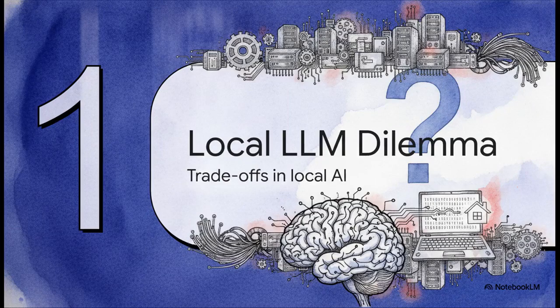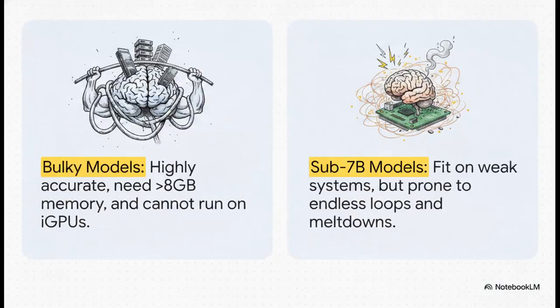All right, let's get into section 1, the local LLM dilemma. Historically, we've had to make some pretty extreme trade-offs in this space, right? On one hand, you've got these bulky models, like the massive 35 billion parameter mixture of experts models. And yeah, they are incredibly accurate, but they demand serious hardware. We're talking way more than 8 gigabytes of memory, and you can absolutely forget about offloading them onto systems relying on integrated GPUs. It just won't work.